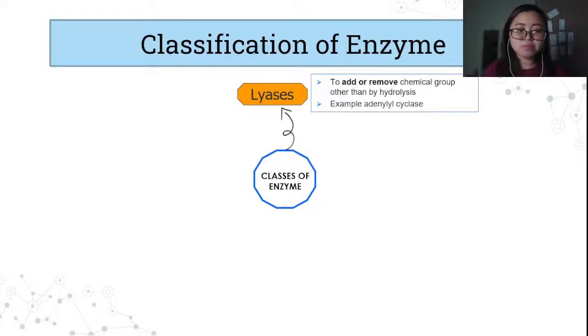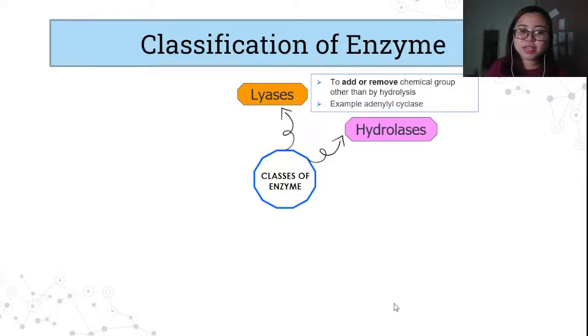To lyase means to add or remove chemical groups other than by hydrolysis. So ini kita biasanya untuk pecahkan sesuatu molekul lah. Boleh juga untuk tambahkan sesuatu chemical group. Tapi untuk lyases, dia tidak akan melibatkan molekul air. It's not going to involve the formation of water molecule or using a water molecule to break something. So example of lyase is adenylyl cyclase.